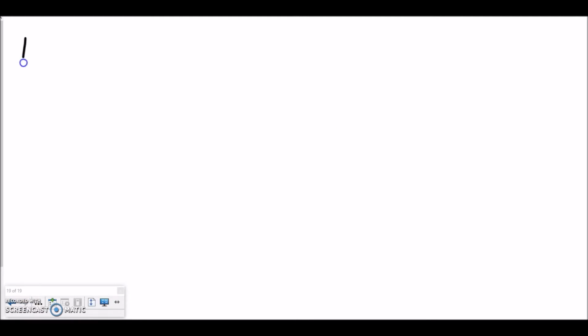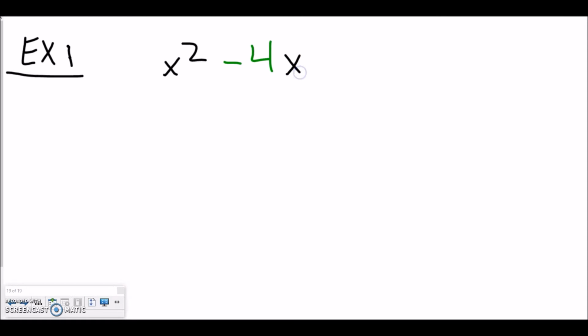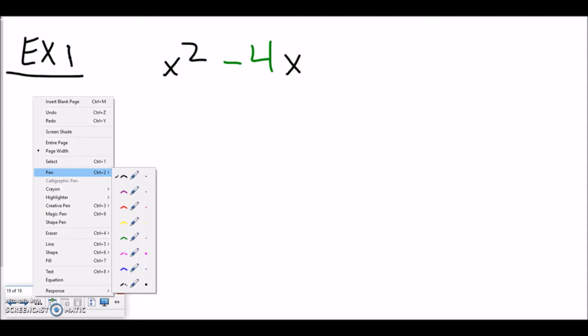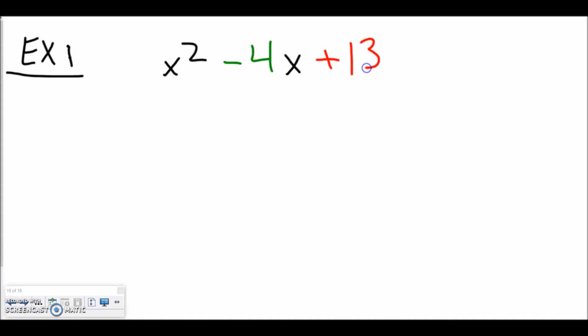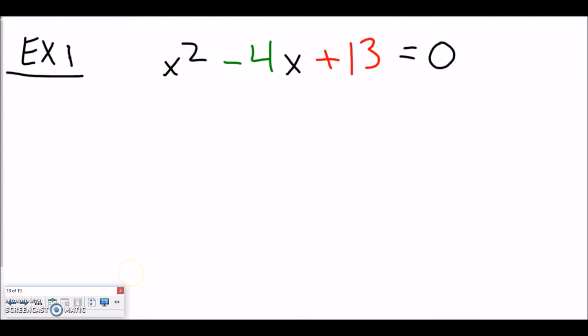Let's do some, and I'll show you exactly how easy it is going to be. Example 1. X squared, and I'll use my colors on the first one, minus 4x plus 13 equals 0. Well, the first thing you said is, Mr. Repka, there's no number in front of the x squared, but you knew there was a 1. If there's no number as a coefficient, we know that it is a 1.